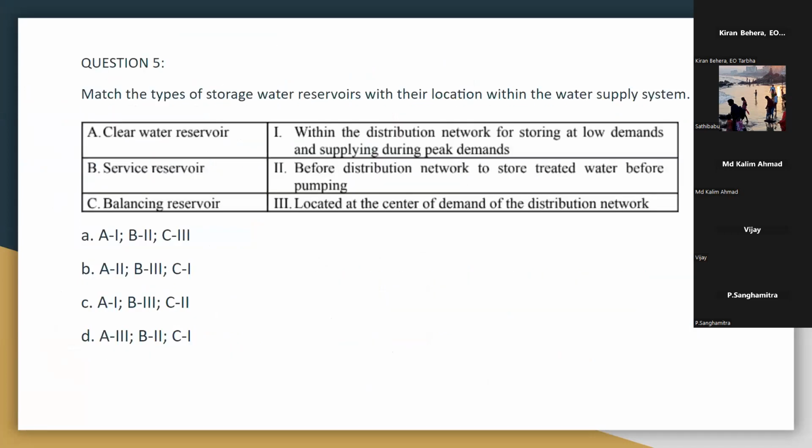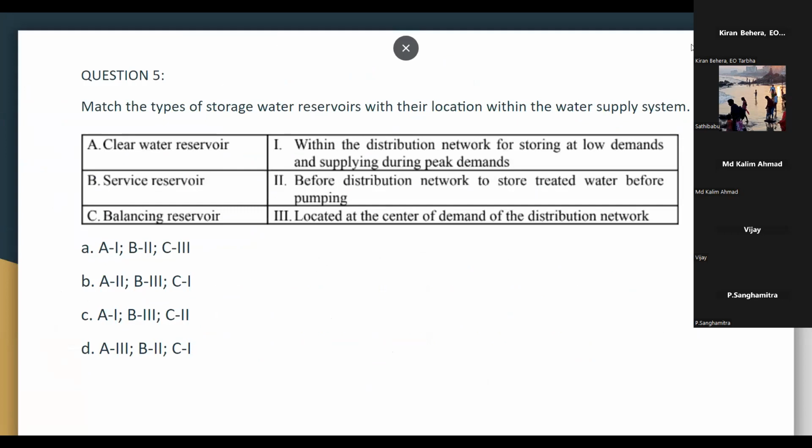Moving on to the fifth question. Match the types. Three types of reservoirs are provided. Which is the most appropriate answer fitting into these three types of reservoir?